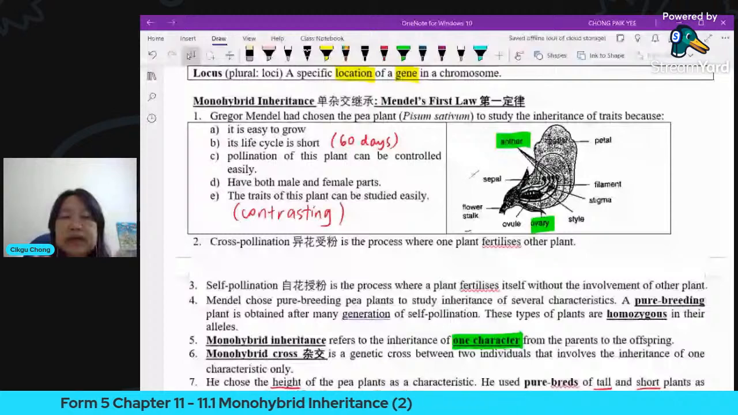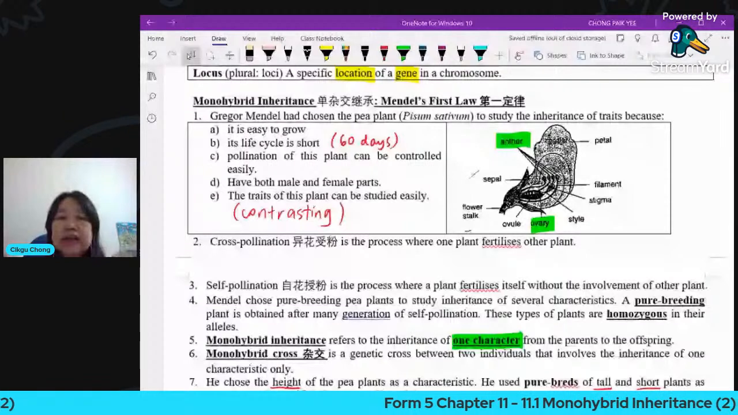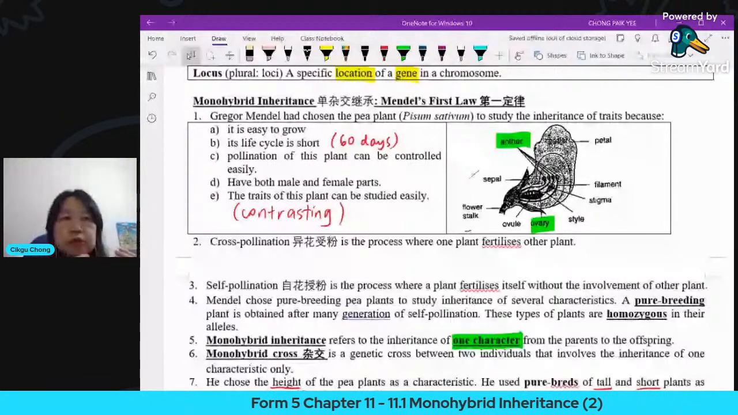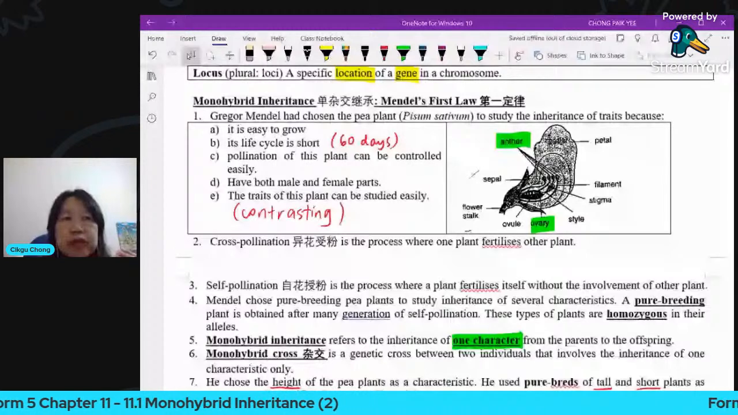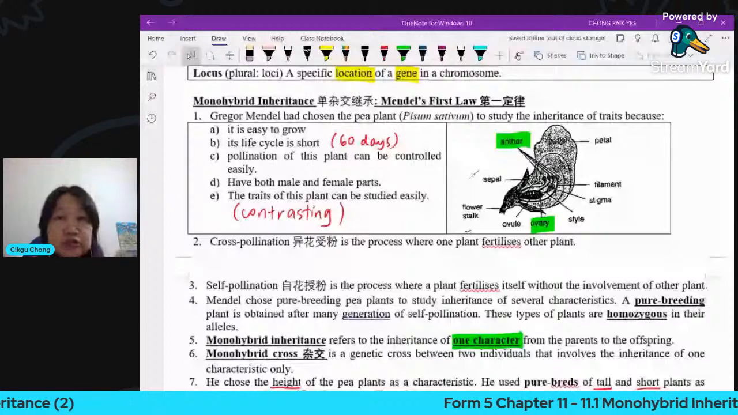But for humans, if you want to study humans, our life cycle is so long. When a baby is born, you have to wait for it to become maybe 20 years old, to get married and then have children, and only then can you have the next generation to see the effect.